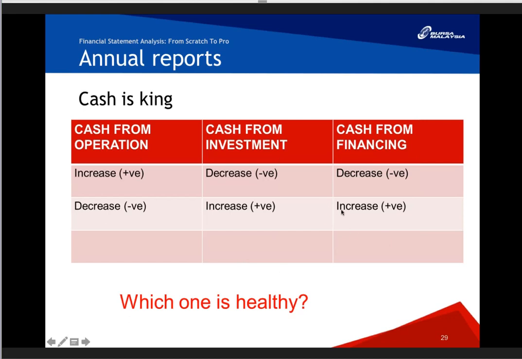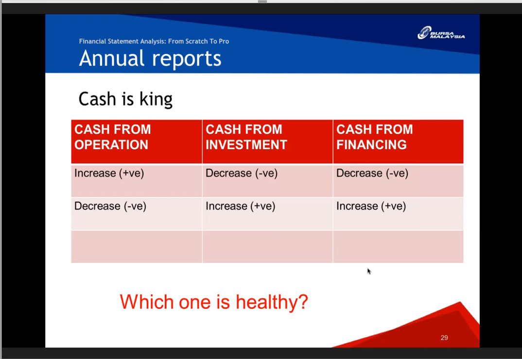Then over here, you have increased or positive cash flow from the financing. That means what? Remember I said the financing is referring to the sources of funds, right? So the sources of funds refer to what? Your debt or your equity. So obviously, this company is raising funds from the debt side or the equity side. Either he borrows more money or he is having a rights issue, raising capital.